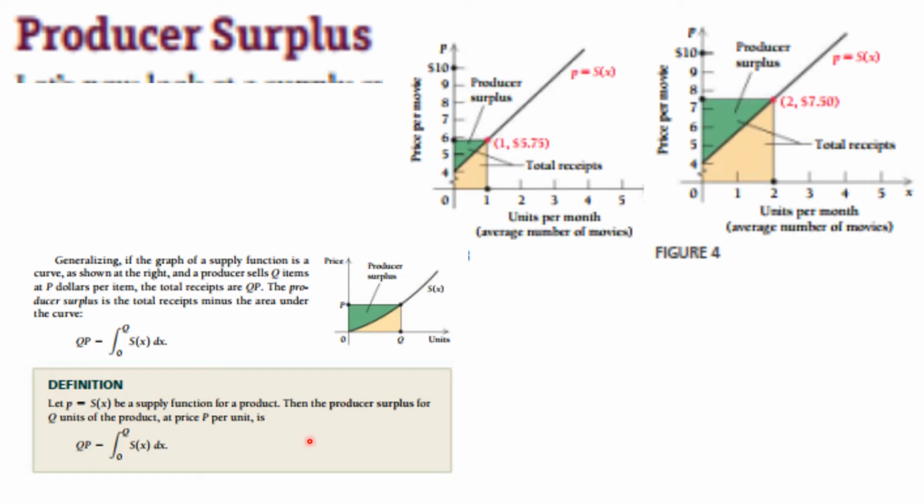So if P equals S of x is a supply function for a product, then the producer surplus for Q units of the product at price P is the area of the rectangle, QP, minus the definite integral from 0 up to Q of S of x dx.